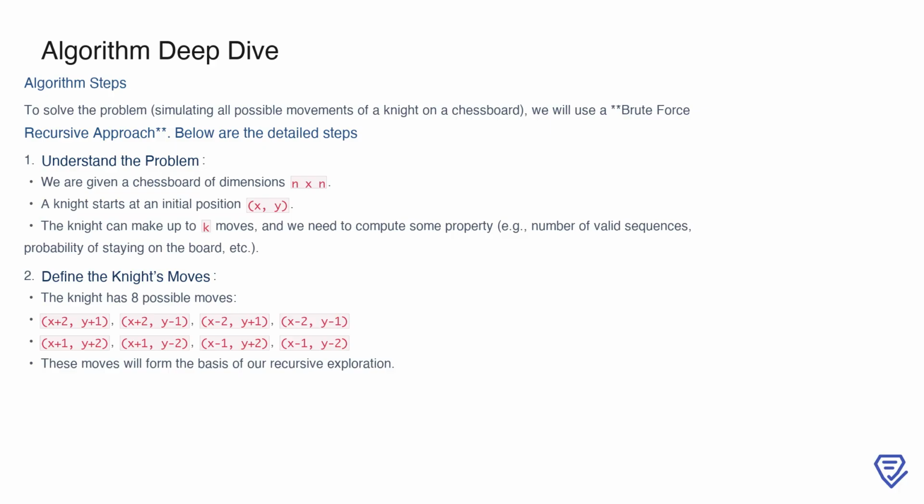The knight moves in an L shape, so there are exactly 8 possible moves it can make, 2 steps in one direction and 1 step perpendicular to that, or vice versa. These moves include combinations like x plus 2, y plus 1, or x minus 1, y minus 2. These movements will form the foundation of our recursive approach, as we simulate the knight's possible paths step by step.